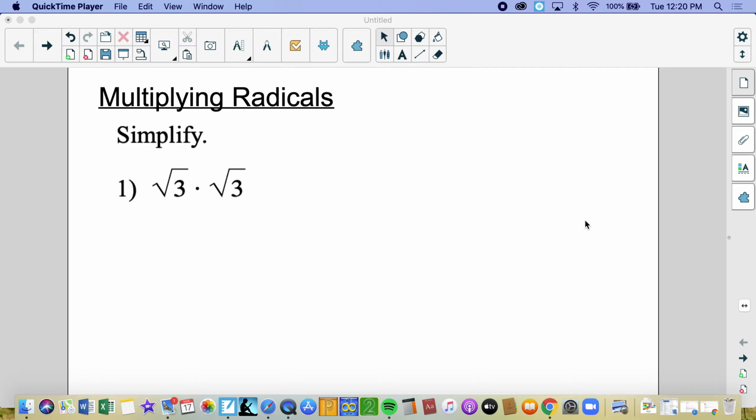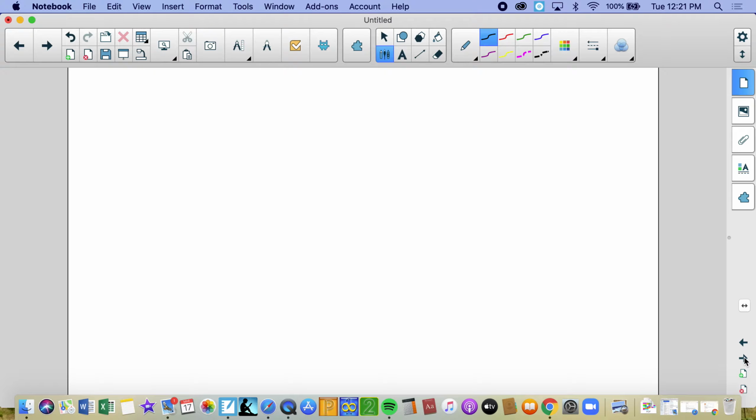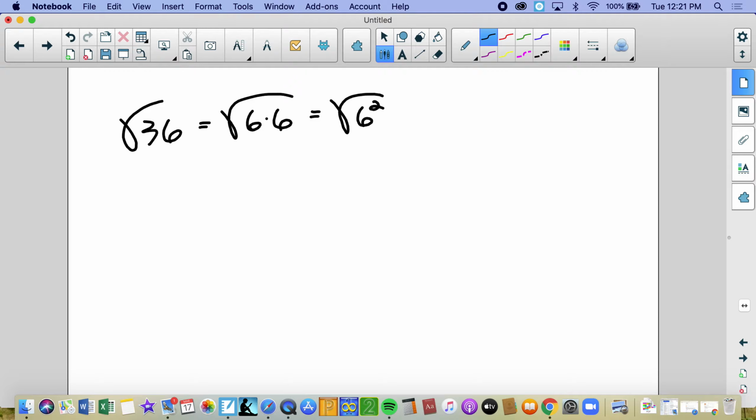So today we're going to review multiplying radicals. One of the things that we need to remember before we even start this problem is that when we take a square root, something like the square root of 36, we're looking to rewrite it as 6 times 6. And 6 times 6 can be written as 6 squared.